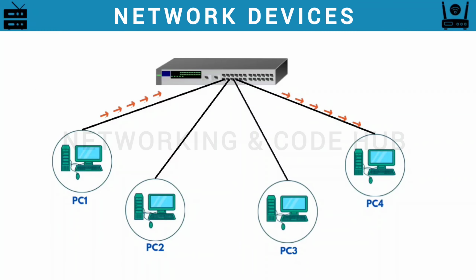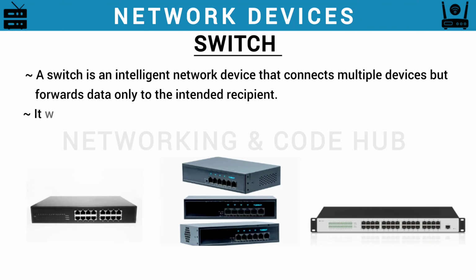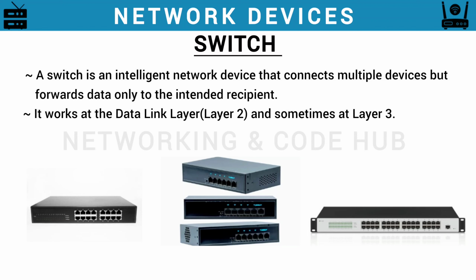See here. The switch forwards the data based on the MAC addresses from PC1 to PC4. This is how a switch actually works. A switch first checks which device needs the data and then sends it only to that device. This makes communication more efficient and reduces unnecessary traffic in the network. In real time, switches are used in local area networks. It works at the data link layer, layer 2, and sometimes at layer 3, as a multi-layer switch.